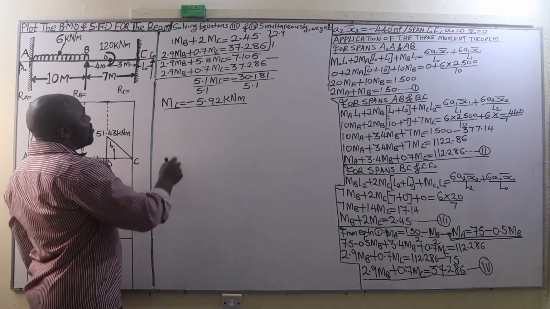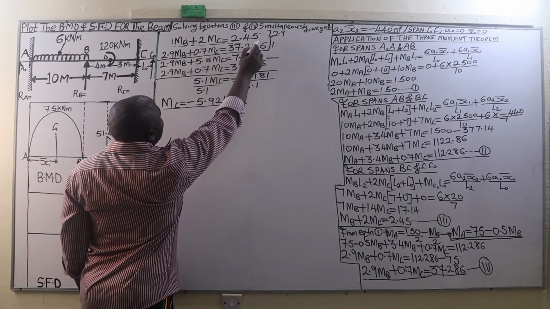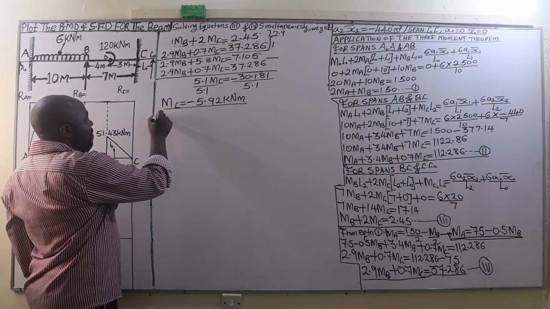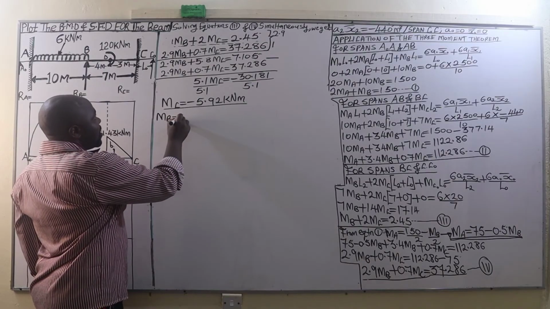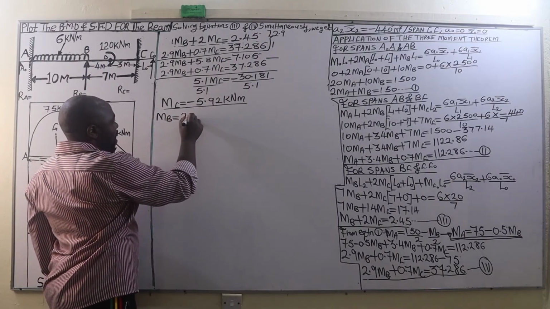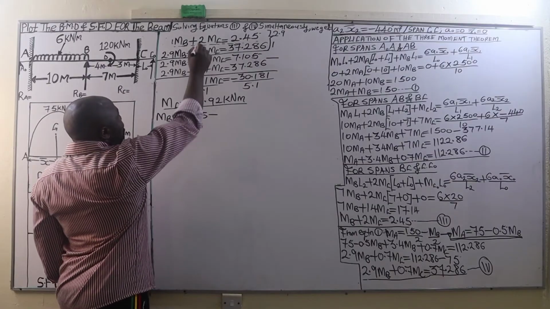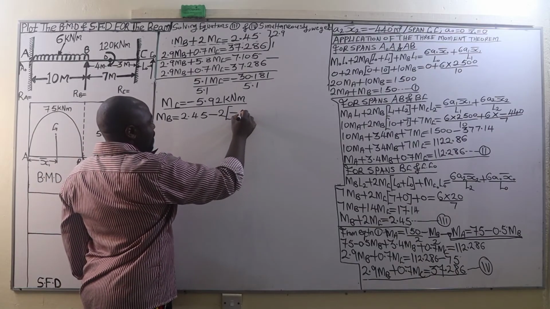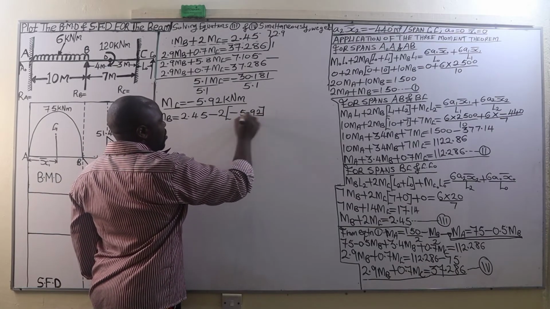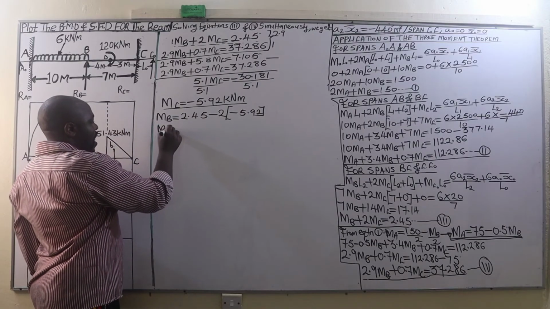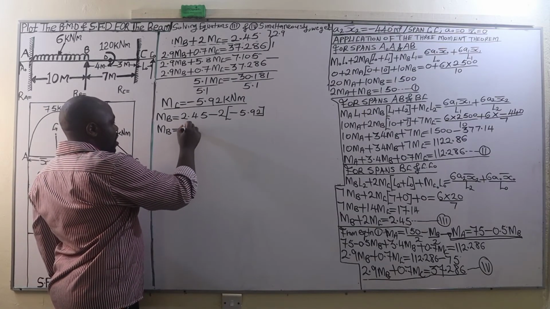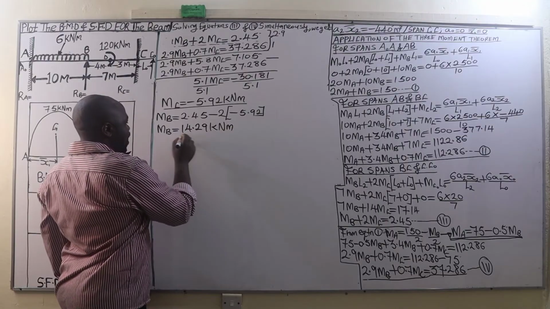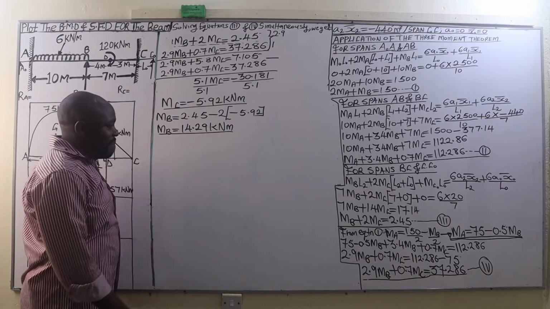Then from there, we are going to use the first equation to determine the bending moment at B, and we are going to do that by making MB the subject. So from equation 1, making MB the subject, MB is going to be 2.45 minus 2MC, and MC is negative 5.92 kilonewton meter, and that's going to give us a bending moment at B of 14.29 kilonewton meter. So that is the bending moment at B.